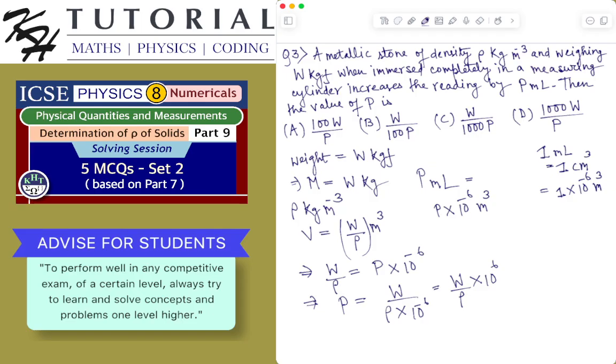The weight is given as W kgf, so the mass is W kilogram. The density is given as rho kilogram per meter cube. So the volume will be W by rho meter cube. This should be equal to the increase in reading in the measuring cylinder, which is PmL. Now PmL is equal to P multiplied by 10 to the power minus 6 meter cube.